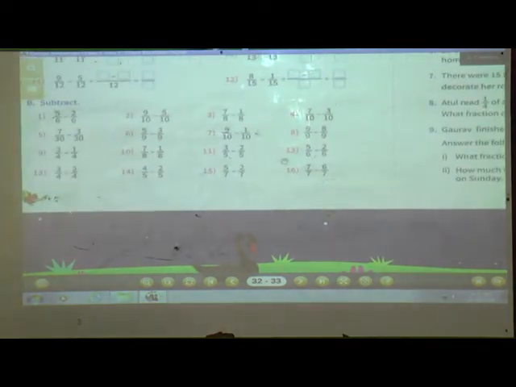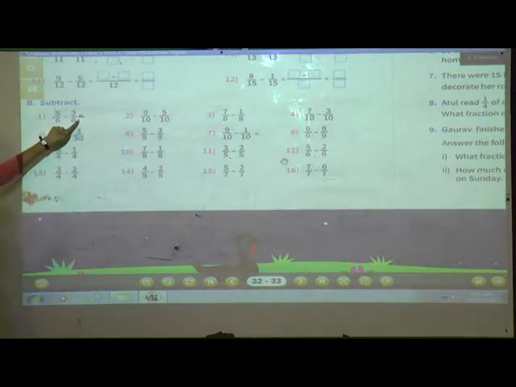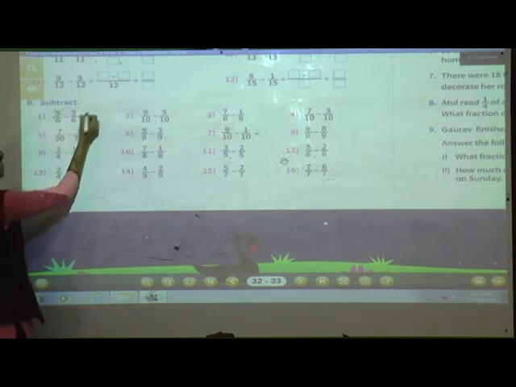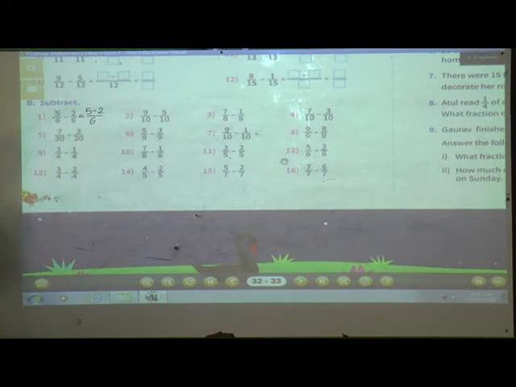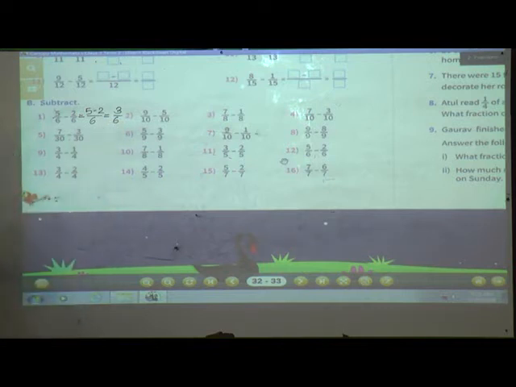See here, 5 by 6 minus 2 by 6 is equal to, here you have to give equal sign. 5 by 6 minus 2 by 6. How will you solve this? 5 minus 2 by 6. Now 5 minus 2 is equal to what? Again you have to give equal to sign. 5 minus 2 is equal to 3. 3 by 6. Okay.